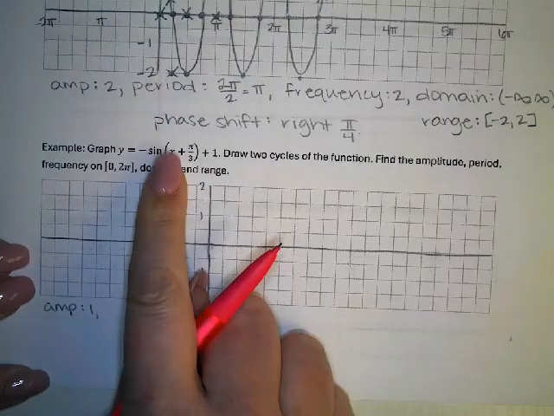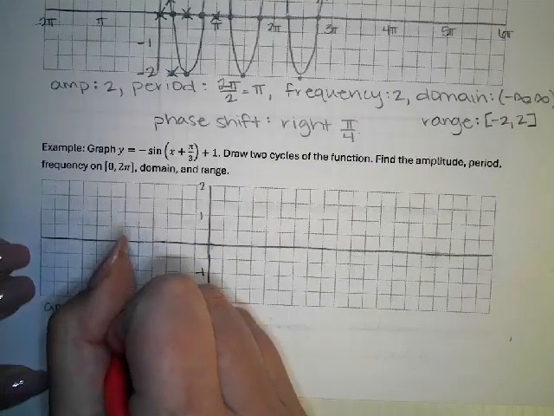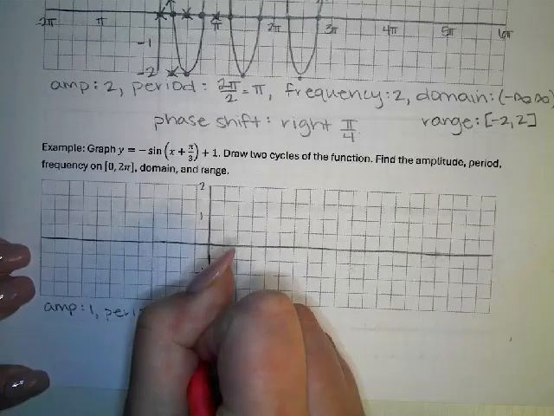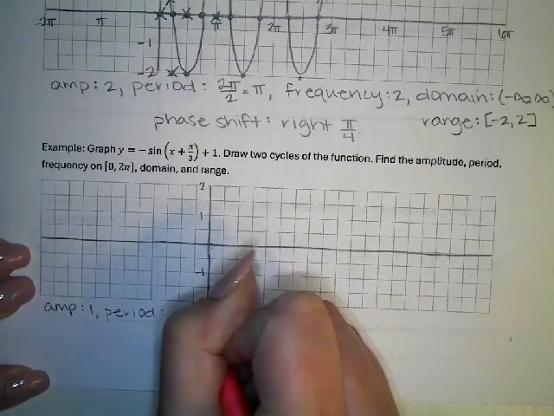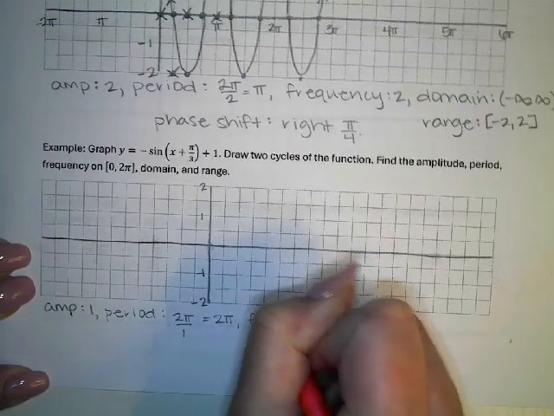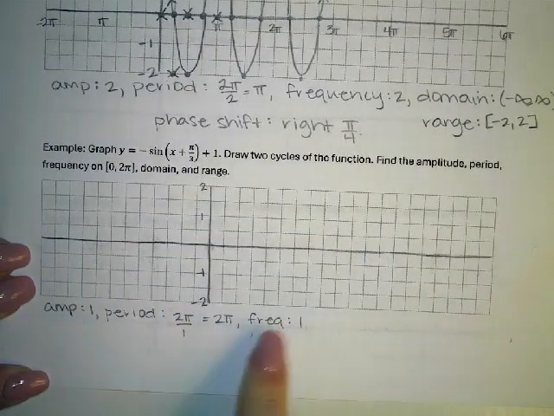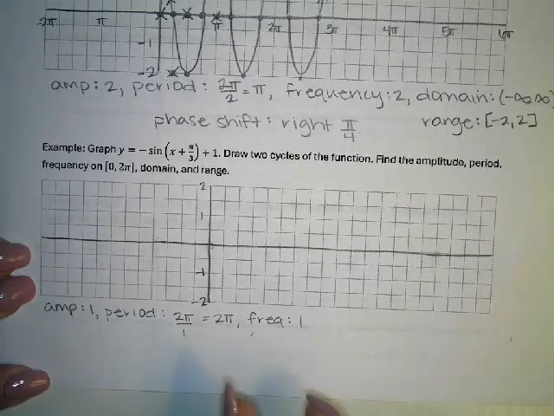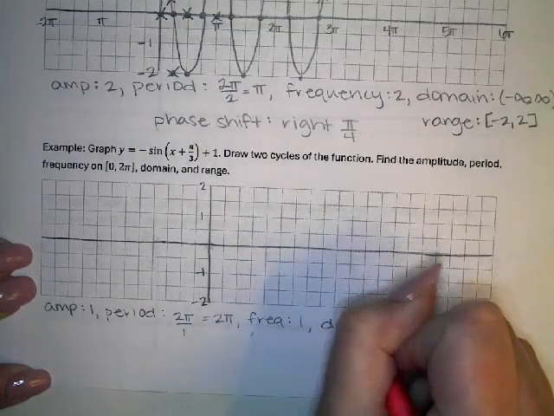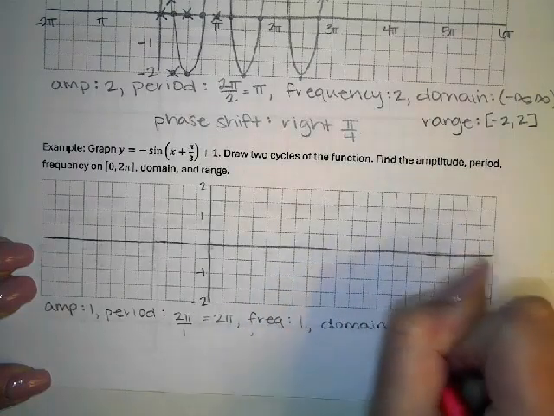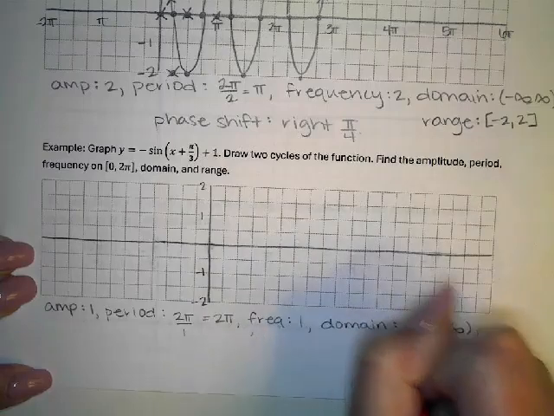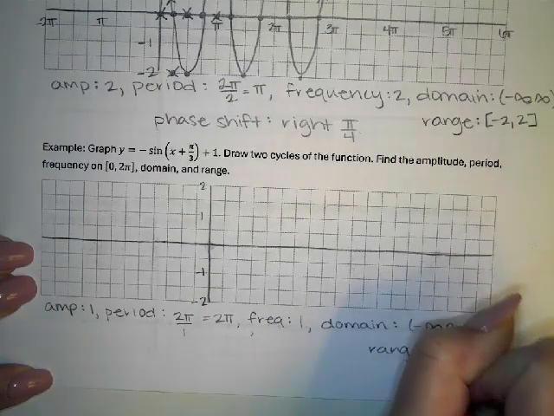And for this one, the b value is actually 1, and so the period of this graph is just 2 pi. Or you could say 2 pi divided by a b value of 1 means that the period is just 2 pi. And since the b value is 1, that means the frequency is 1. So we're going to see 1 full cycle from 0 to 2 pi. And the domain is going to be -infinity to +infinity. And then the range we'll do in a little bit.